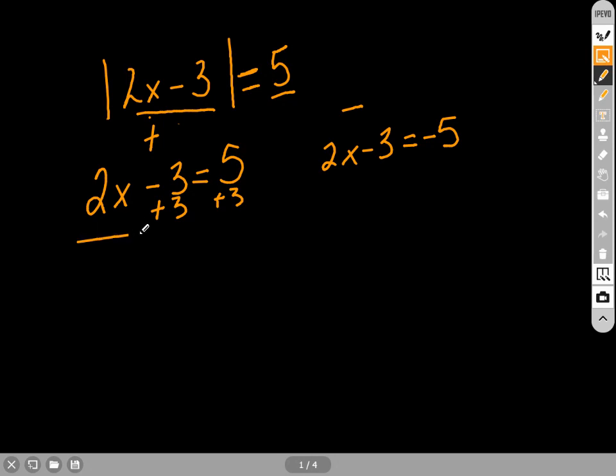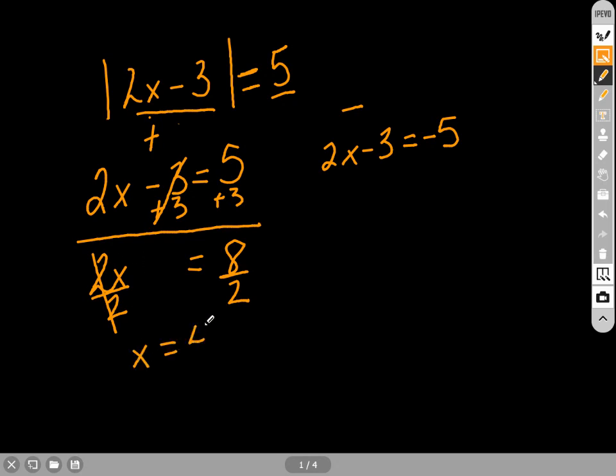To get rid of that -3, I add 3. -3 plus 3 is 0, so that leaves me with just a 2x on this side. Since I added 3 on this side, I've got to do it over here. 5 plus 3 is 8. Property of equality tells me that if I divide this side by 2, I must also divide this side by 2. 2 divided by 2 is 1. 1 times x is x. 8 divided by 2 is 4.